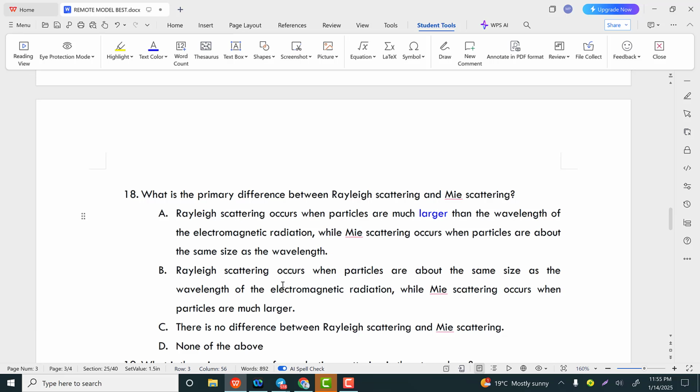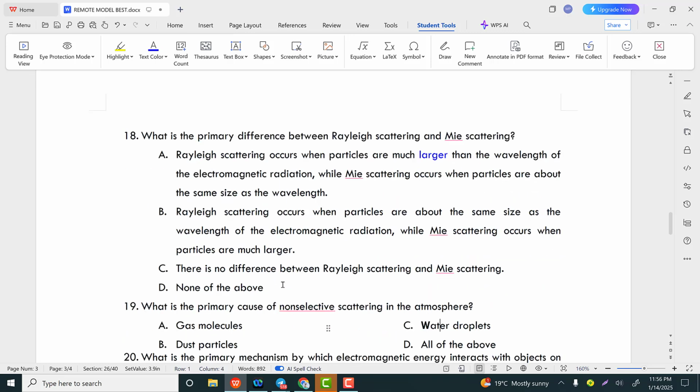B. Rayleigh scattering occurs when particles are about the same size as the wavelengths of the electromagnetic radiation, while Mie scattering occurs when particles are much larger. This is also incorrect. C. There is no difference between Rayleigh scattering and Mie scattering. This is incorrect. So the answer is none of the above. So this is the answer.